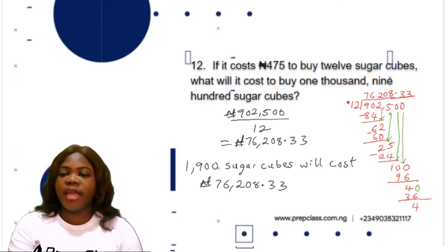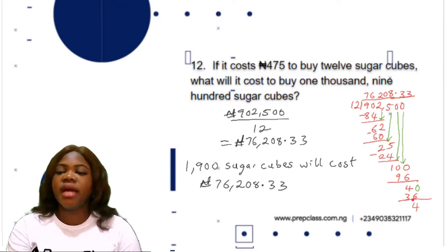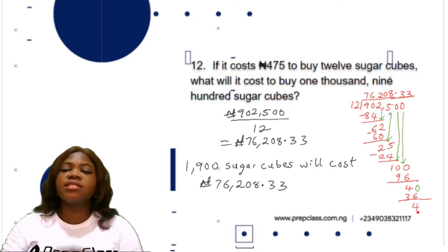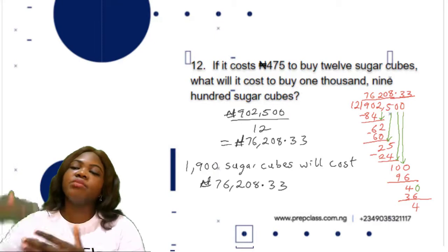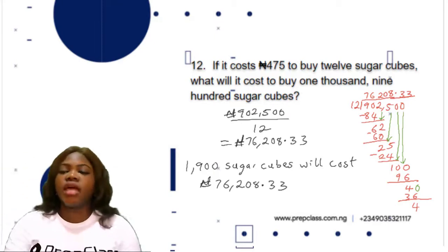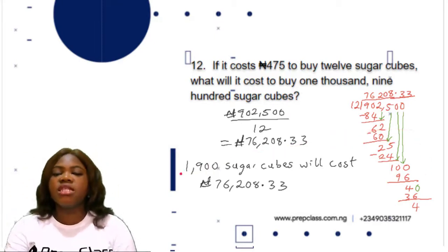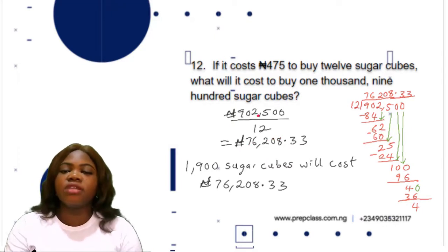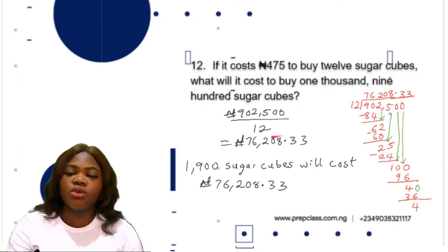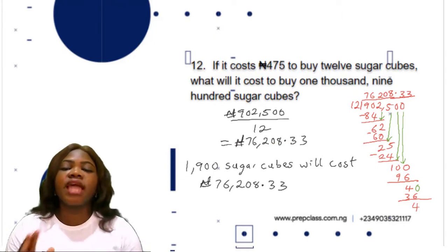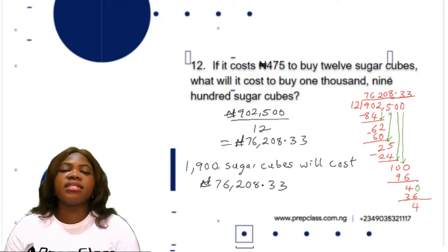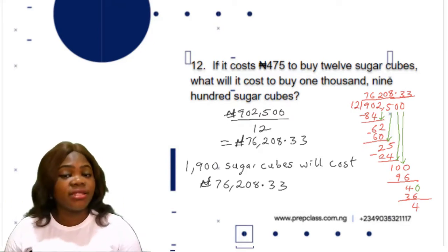So 40 divided by 12 is 3. 3 times 12 is 36. 40 minus 36 is 4. So this is still going to continue. So we begin to have 75,208.333333. So we can just stop it here. Okay, so this means that 902,500 naira divided by 12 is 75,208 naira 33 kobo. So this means that 1,900 sugar cubes will cost 75,208 naira 33 kobo.